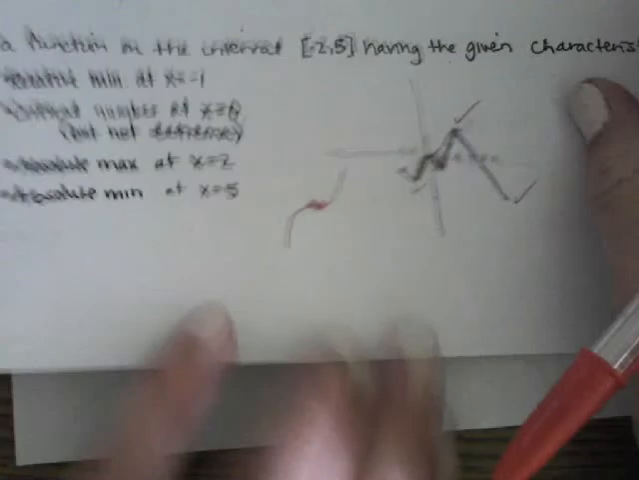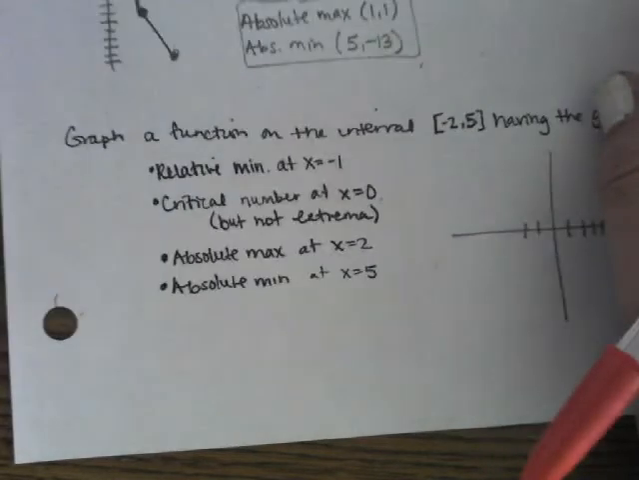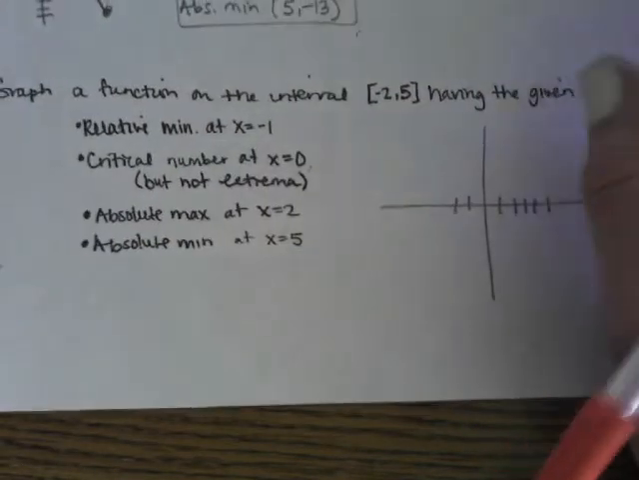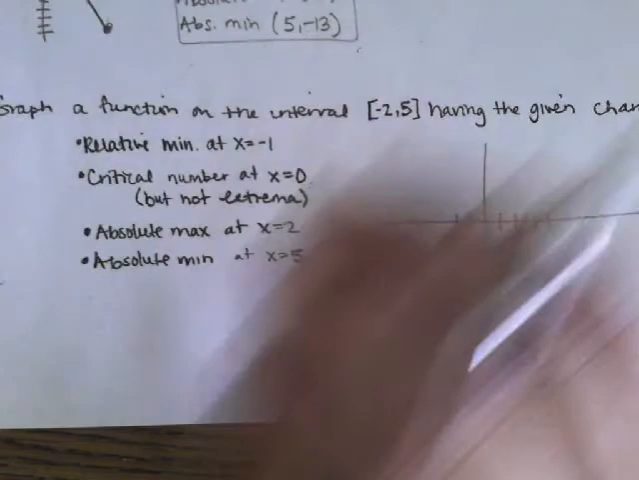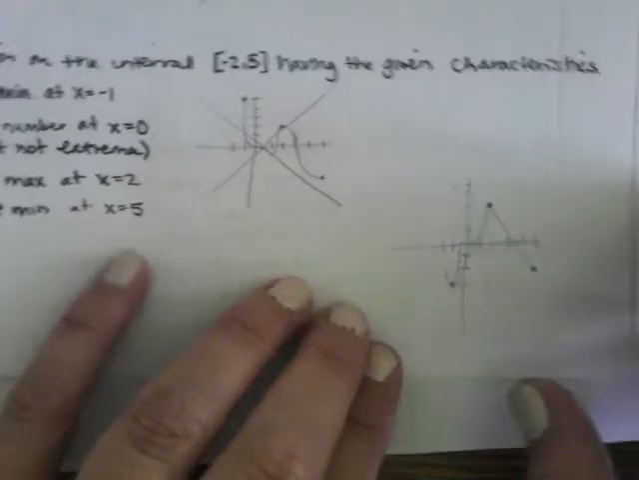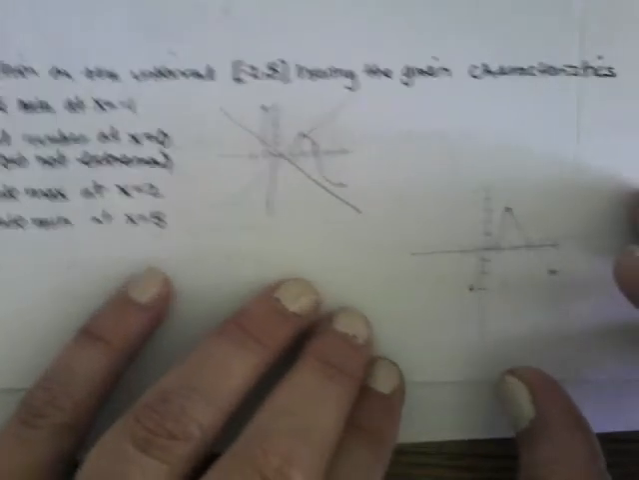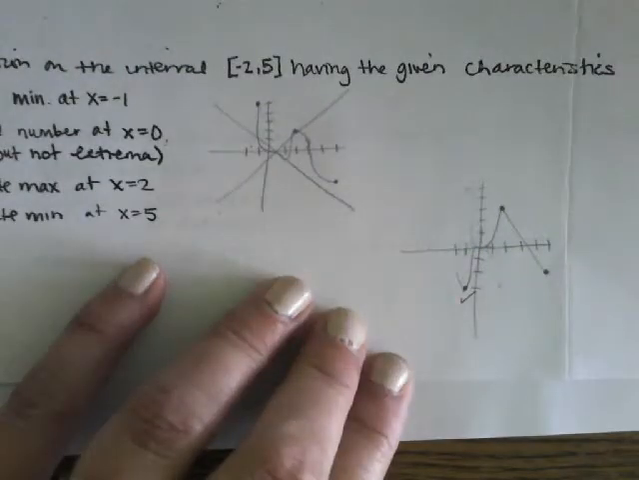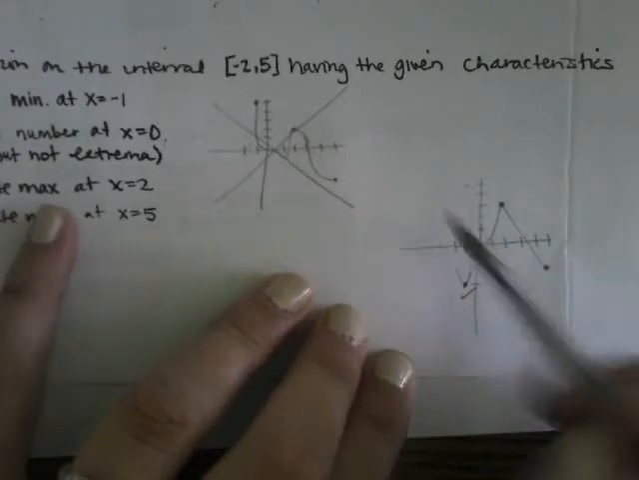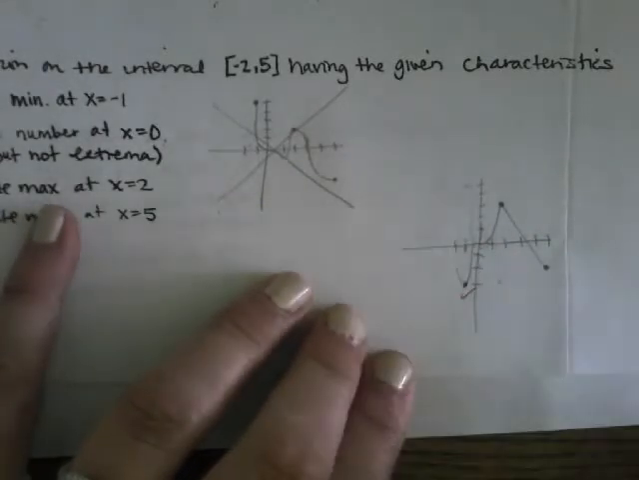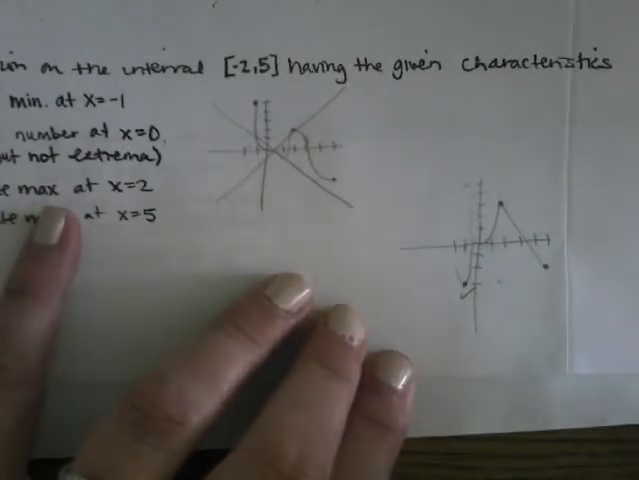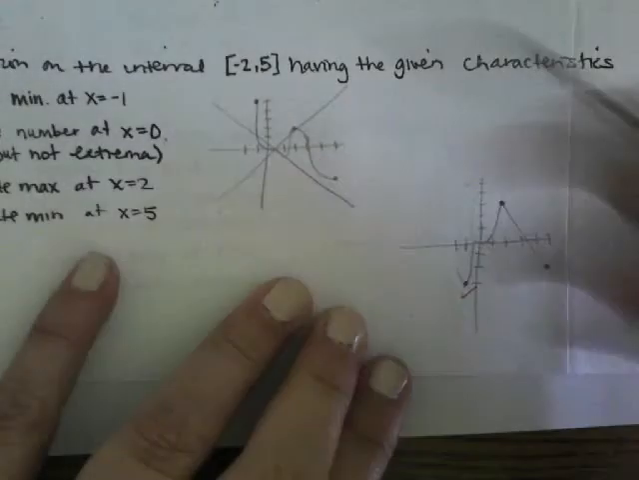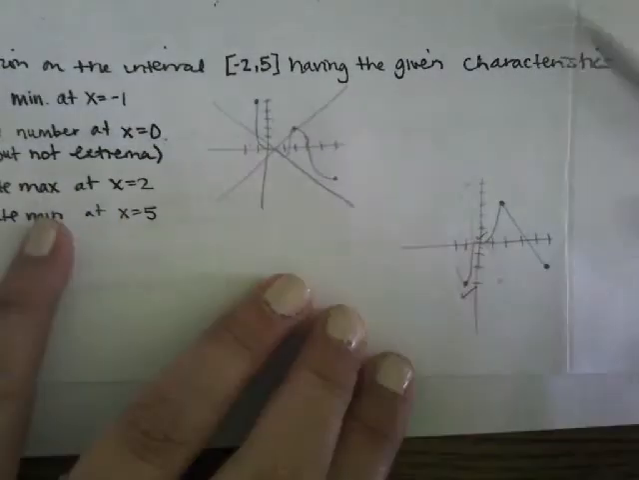Relative min at -1. I see it. Critical number at 0 but not an extrema. She's got it. That's exactly it. Okay, she's got a slope of 0, but it's not an extrema. Good job. Absolute max at 2. Absolute min at 5. Shoot. We just needed this to go way down here, and then it would have been fine. All right, but we get the idea? Okay, flip to the back.